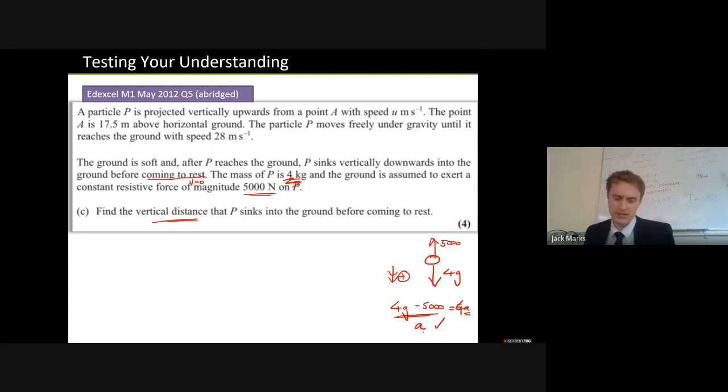So you're going to get your acceleration value, and then we're going to try and use other bits and pieces. So if I write my SUVAT out, I will know my acceleration. Coming to rest, v equals 0. I've got that one there. The vertical distance, that's the one that I want to find. So I need u or t. Well, the bit above was about the speed of the particle. The particle P moves freely under gravity until it reaches the ground with speed 28. I think that's my number there. So that's my 0, my 28. I haven't worked this one out yet, but we can work that one out.